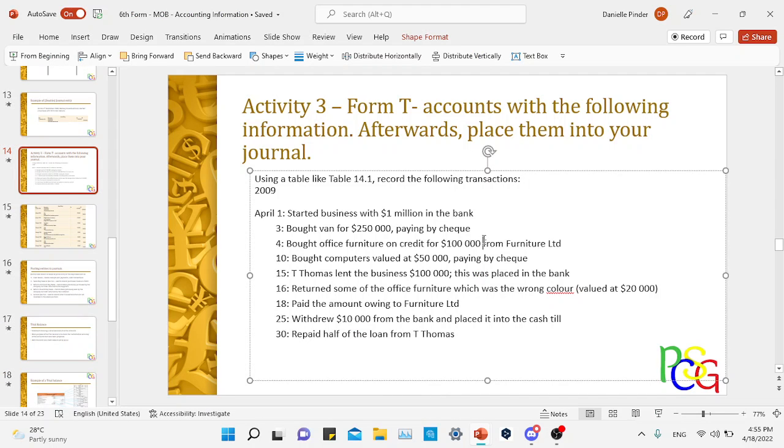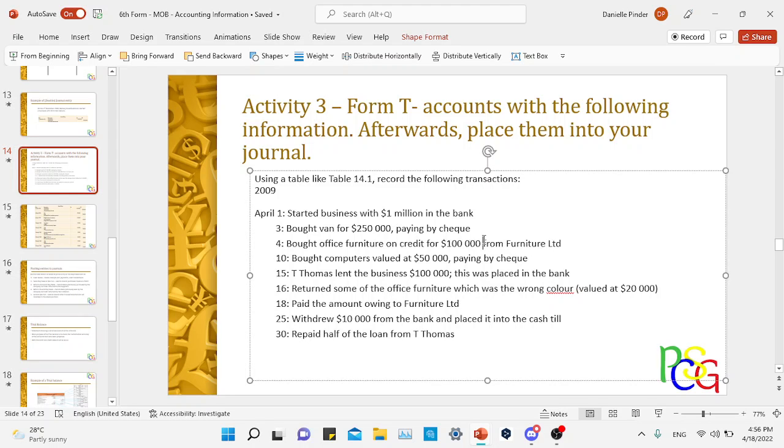All right. So you can tell me what the first one would be. Are you ready? So I would credit capital and debit bank. For the second one, I would debit van and credit bank. April 4, I would debit office furniture and credit Furniture Limited. April 10, I would debit computers and credit bank.